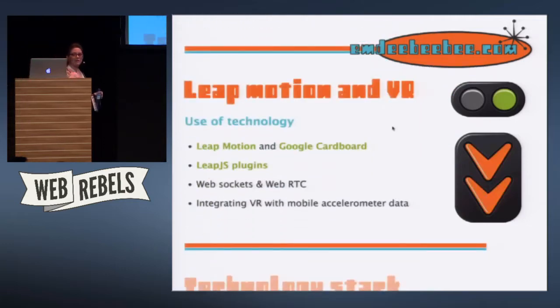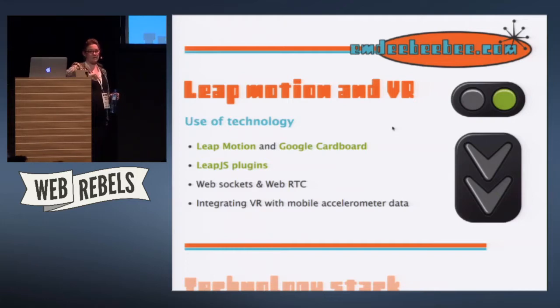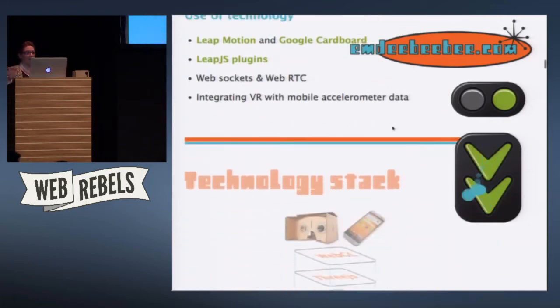So what I'm going to be talking about today is the Leap Motion, which is my input, and a Google Cardboard, which, if you haven't seen one, is here. It really is just a piece of cardboard and a couple of lenses. I'm using a combination of WebSockets and WebRTC because the Cardboard takes a mobile device, so you need to be able to communicate from the Leap device, which is USB, into the mobile device, and then also using the accelerometer data from a mobile.